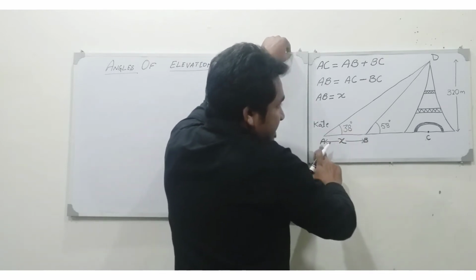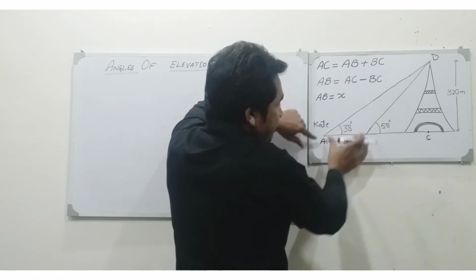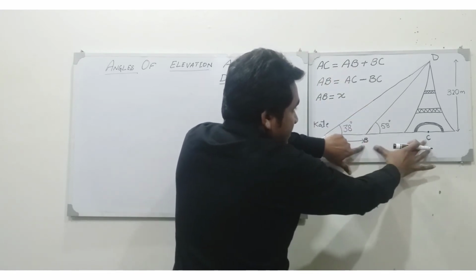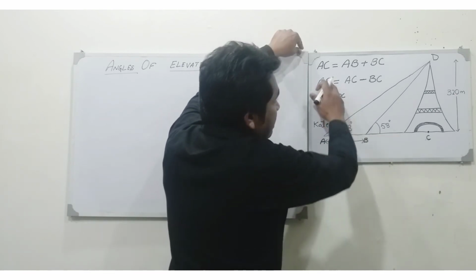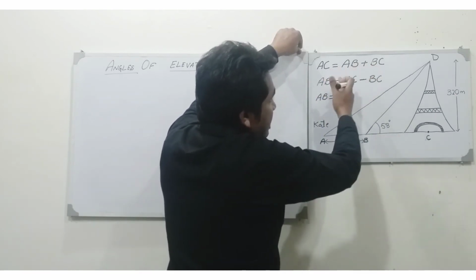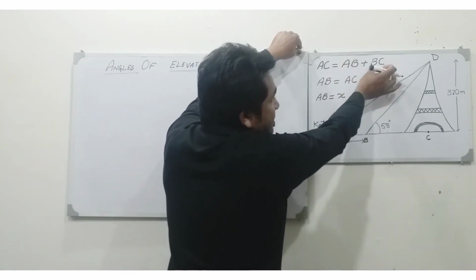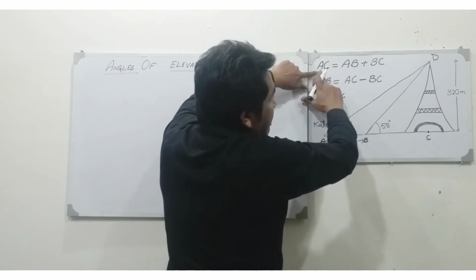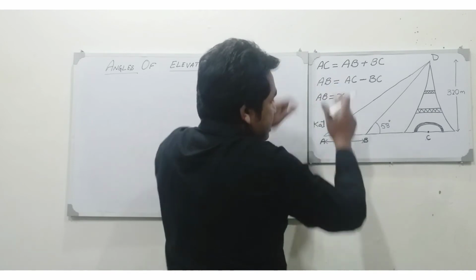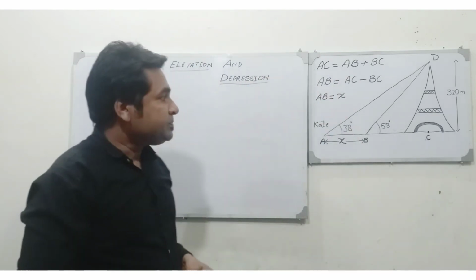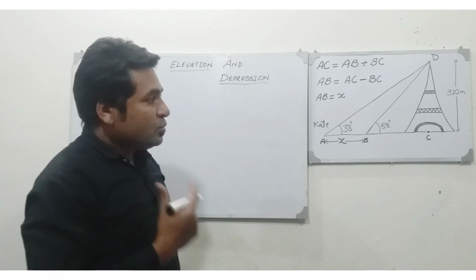As you know, the complete AC is equal to AB plus BC, and we are supposed to find AB. We will solve it algebraically and make AB the subject. When you make AB the subject, you shift BC to the other side, so it becomes AC minus BC, and AB, which we called X, is what we are supposed to find. I hope you understand what the question is about.